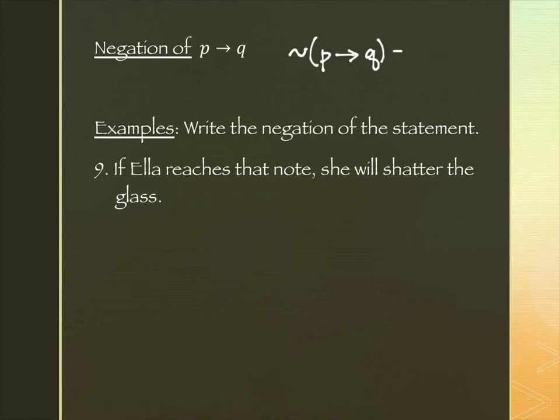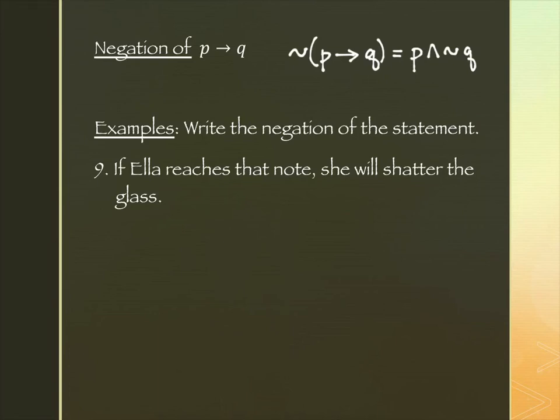So what is the negation? Well, the negation on this one is actually that P happens and Q doesn't. That's the negation, right? If it's cold, I wear a coat. So what's the negation of that? Well, it's cold and I didn't wear a coat. That's all this is saying, right? The if part happened, but the then part didn't follow through.